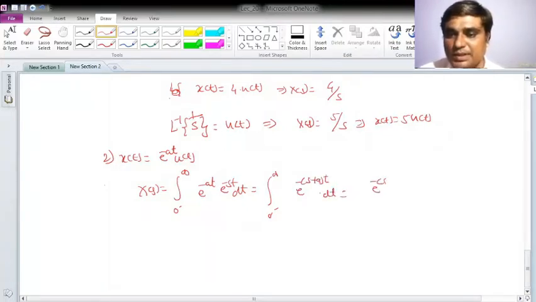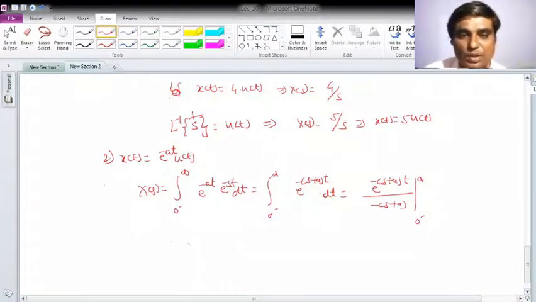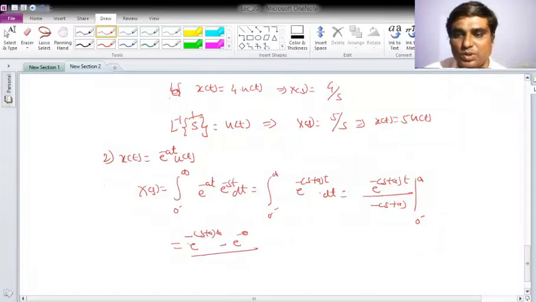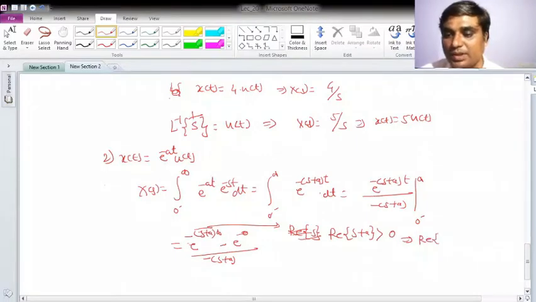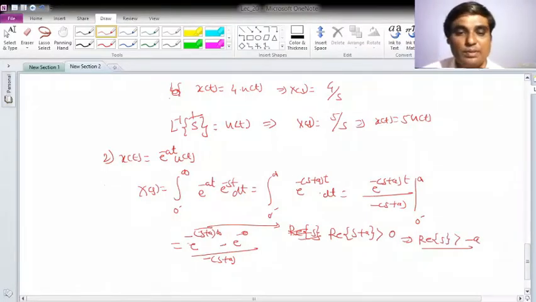So I'll find the integration: e raised to minus s plus a into t divided by minus s plus a, from 0 negative to infinity. Putting in the higher limit and lower limit, it will be e raised to minus s plus a infinity minus e raised to 0 over minus s plus a. This will exist when the real part of s plus a is greater than 0. It means the real part of s has to be greater than minus a, and only then the Laplace transform will exist.